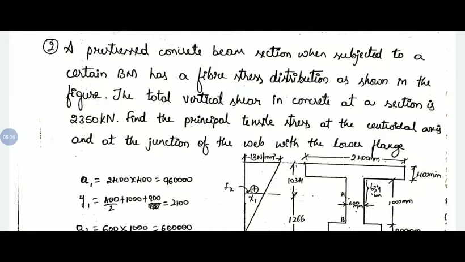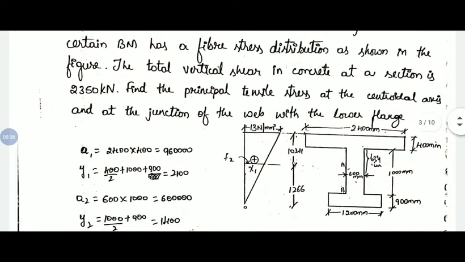So here, if you observe the figure, we have an I section and the stress distribution diagram is given. At the top, the maximum fiber stress is 13 Newton per mm square, and at the bottom it is 0. And in the I section, we need to find out the principal tensile stress at the centroidal axis, and at the junction of the bottom web and flange.